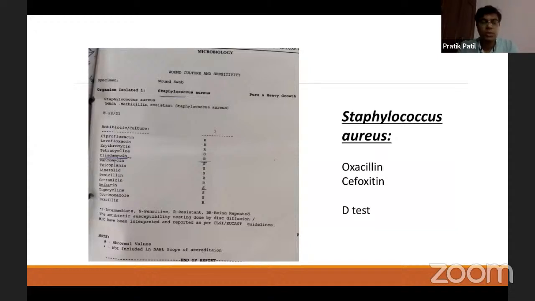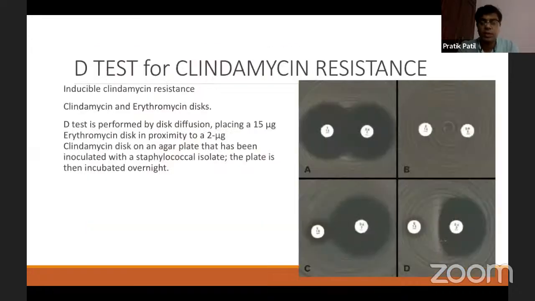So always talk to your microbiologist, ask them if they have performed this test and what is the result, so that your treatment can be fine-tuned. Otherwise, the treatment may fail. This is the D-test. As you can see here, there is an inducible resistance, and you should not use clindamycin in such situations.